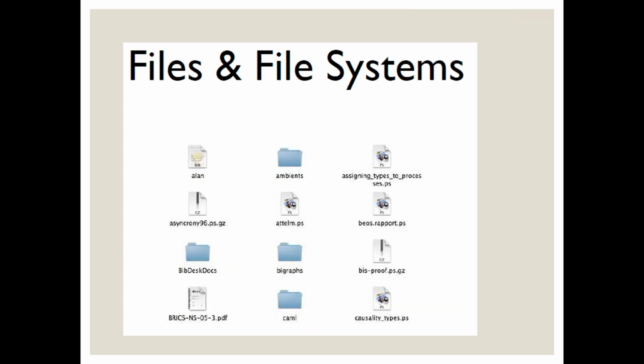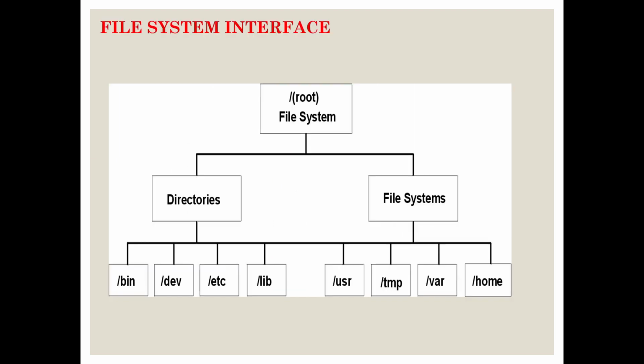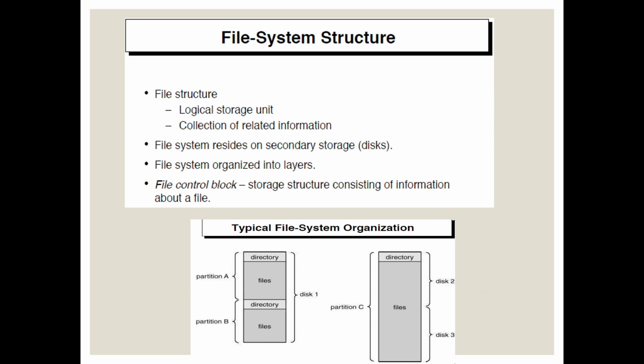How the files and file systems are arranged. So we can see different types of files here. There are some folders, some zip files, some text files. So these all contain the file systems. What is the file system root? Let us take example directories: bin, dev, etc, libraries, usr, tmp, var, and home. These are the file system interface types.